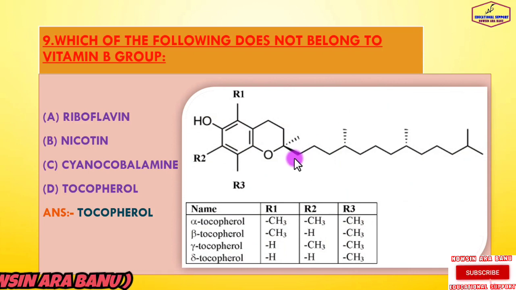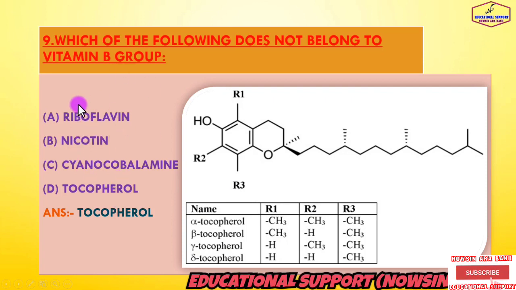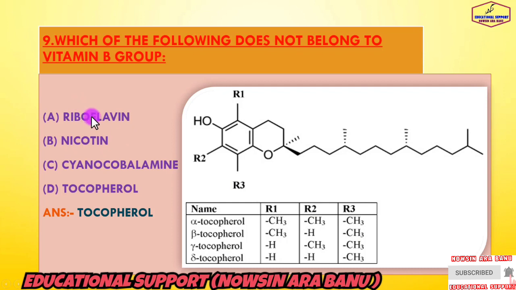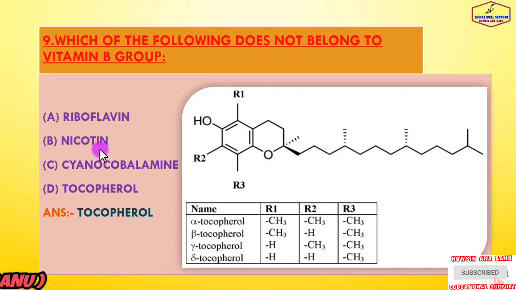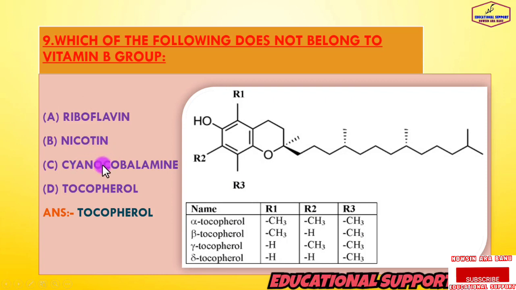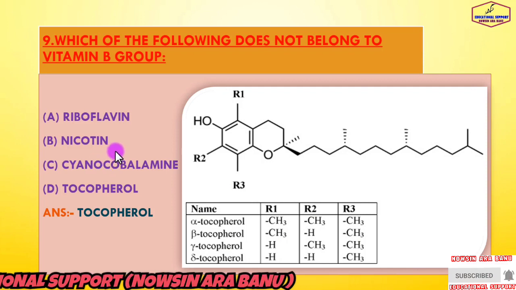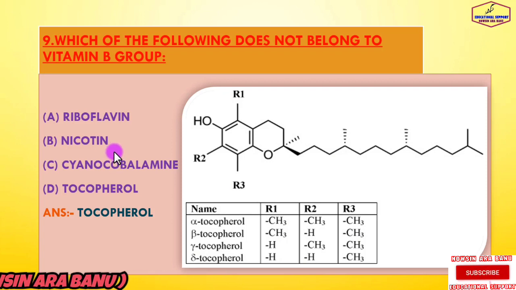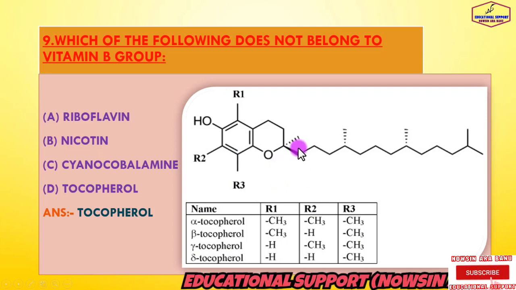There are 8 B group vitamins, and do you know what the functions of these vitamins are? These vitamins are essential for bodily functions such as energy production and making red blood cells. So there are 8 types of vitamin B: thiamine, riboflavin, niacin, pantothenic acid, biotin, vitamin B6, folate, and vitamin B12. This is an overview of tocopherol.